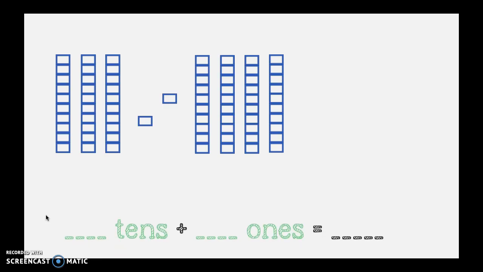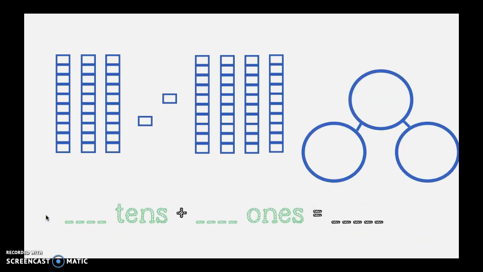Okay, friend, it's your turn. What I would like you to do is go ahead and look at that picture of the tens towers and the ones. I need you to Seesaw this to your teacher, and you're going to fill in the answers for blank tens plus blank ones equals the whole amount. Then, can you turn that into the regular way and put it into the number bond?